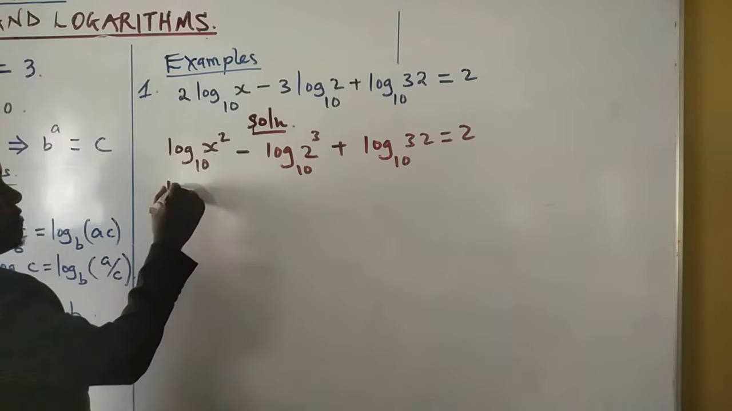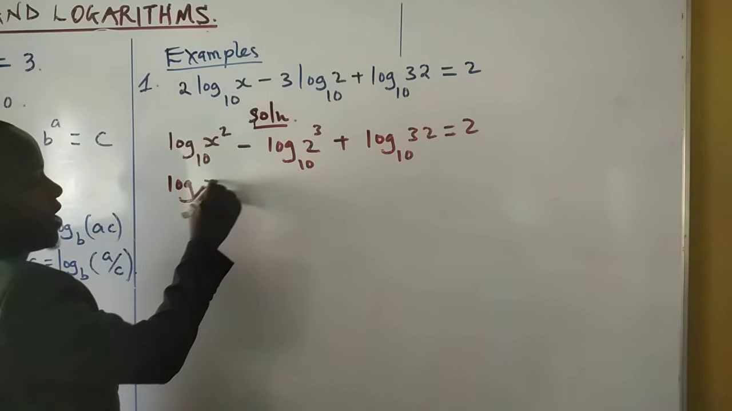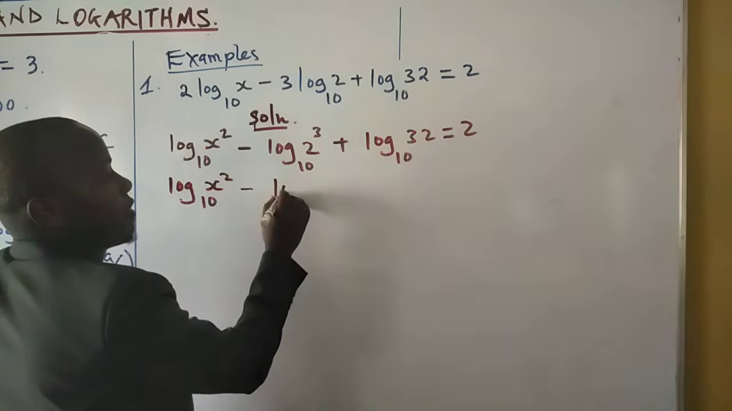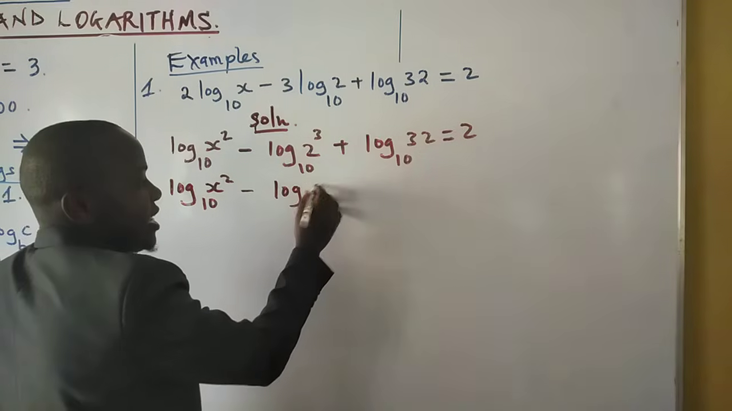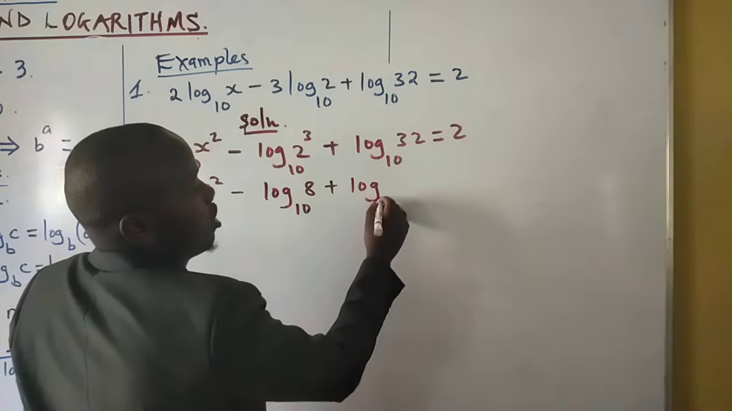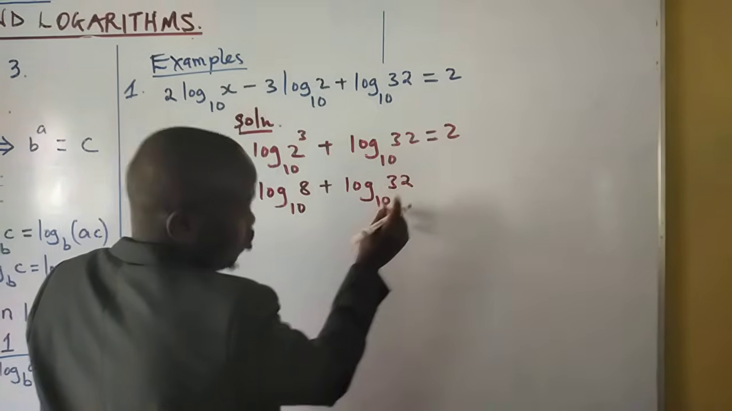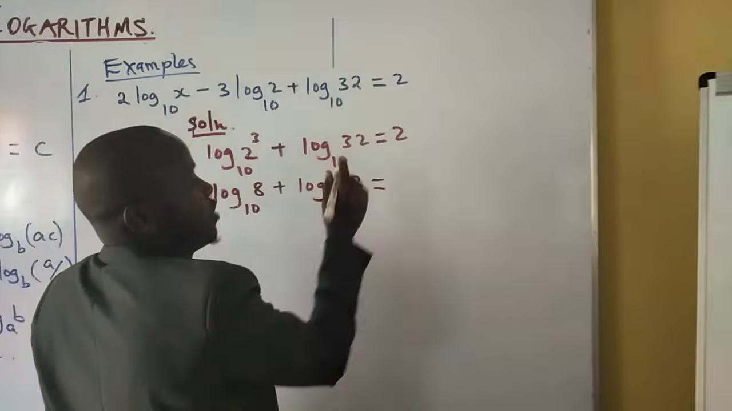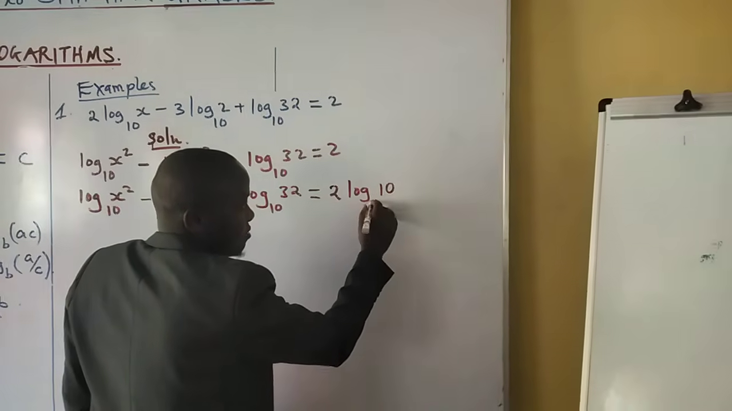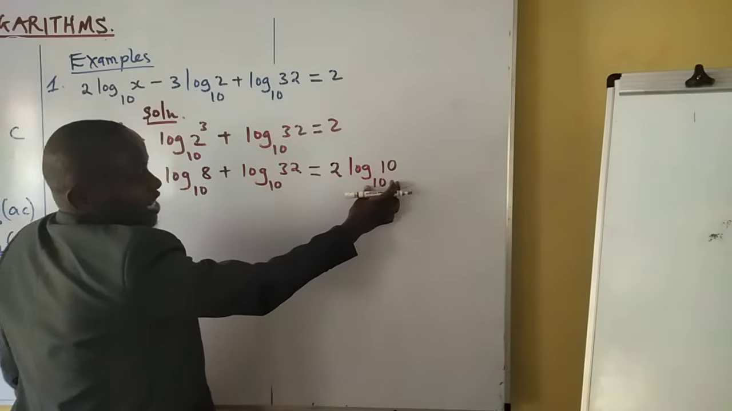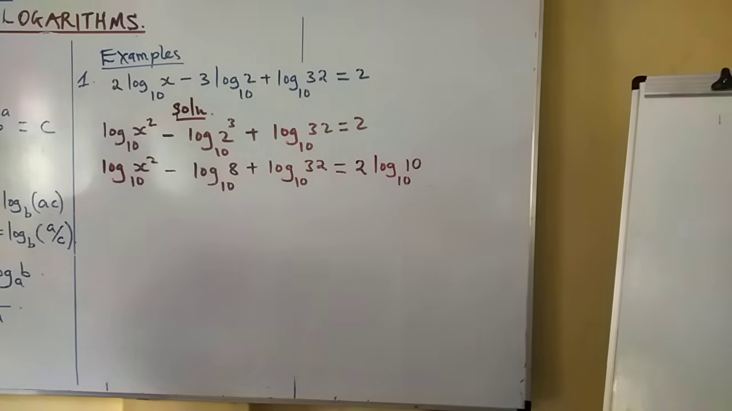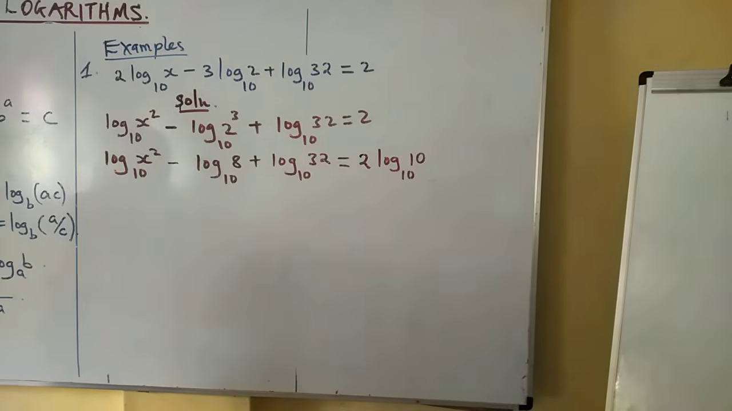Therefore, here we will have the log of x squared base 10 minus the log of 2 to the power 3, which is 8, to base 10 plus the log of that 2 to base 10, which is equal to, as we said, we introduce log of 10 to base 10, which is equivalent to 1. Therefore, the value of 2 is not affected by introducing log of 10 to base 10.